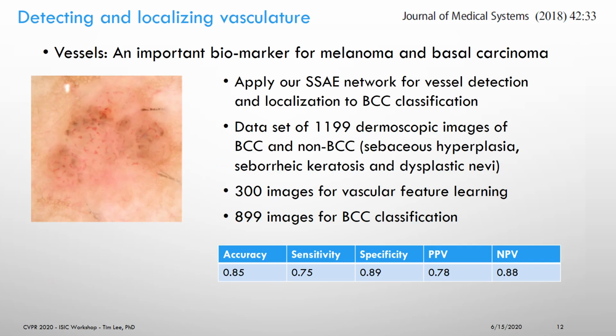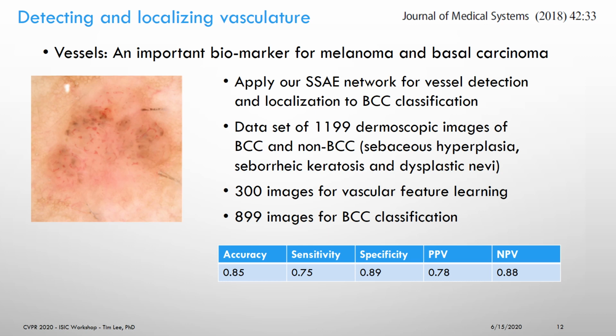For example, vasculature is the key diagnosis feature for melanoma and basal cell carcinoma. Doctors are familiar with this biomarker. Therefore, we developed an SSAE network to detect and localize the vasculature from skin images. Then the technique was applied to BCC classification. We believe such an approach would enhance doctors' interest and confidence in applying the system.